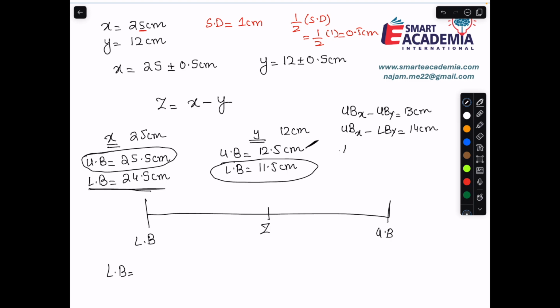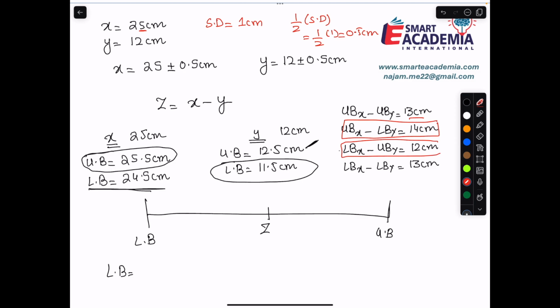Similarly, if I subtract the lower bound of x from the upper bound of y, which is basically 24.5 minus 12.5, it gives me 12 centimeters. Similarly, if I subtract the lower bound of y from the lower bound of x, I get 24.5 minus 11.5 centimeters, which is 13 centimeters. So in this case these two are the same, but usually this is really important: this is the maximum value and this is the minimum value, which means this is going to be my upper bound and this is going to be my lower bound of z.